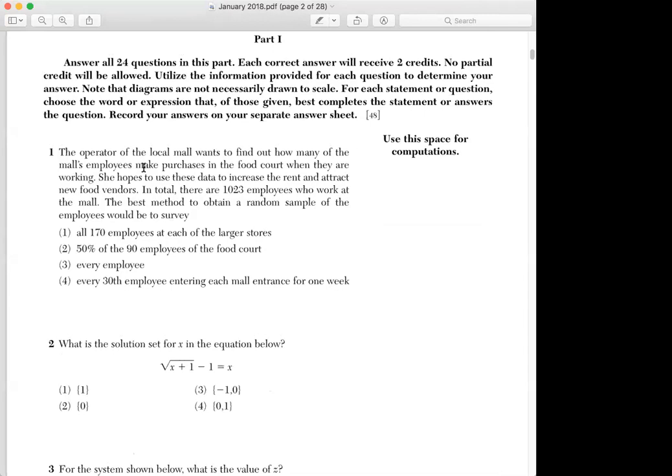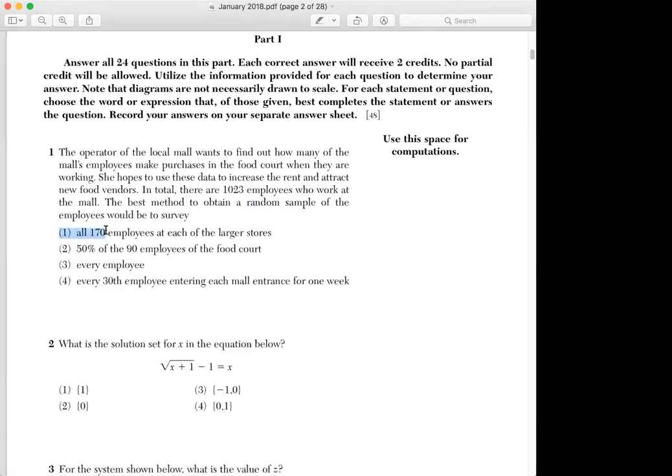The best method to obtain a random sample of the employees would be to survey: one, all 170 employees at each of the larger stores; two, 50% of the 90 employees in the food court; three, every employee; or four, every 30th employee entering each mall entrance for 1 week.